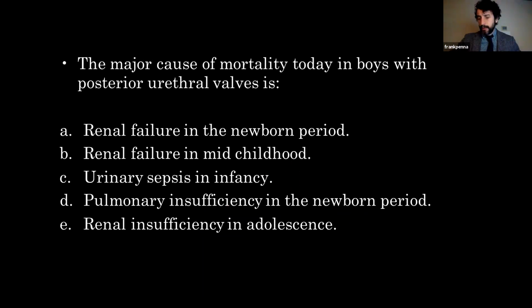So we're getting close to the end here. I have a couple of quiz questions, so to speak, on valves. I think valves is probably the most high yield topic for you, just because I feel like you guys are very involved with it, because the kids often are quite ill and in NICU and things like that. So the major cause of mortality today in boys with valves is, anybody want to take a guess? Just shout it out if you know the answer. I kind of mentioned it.